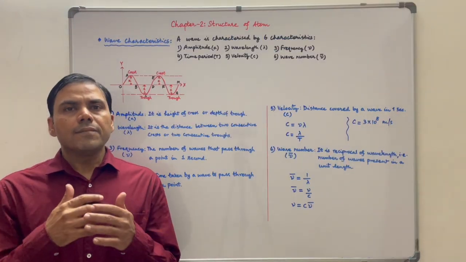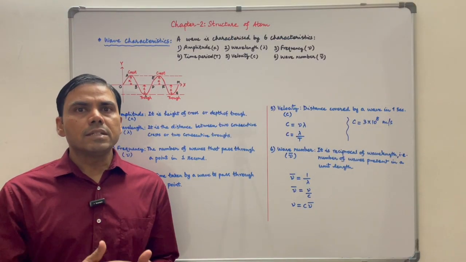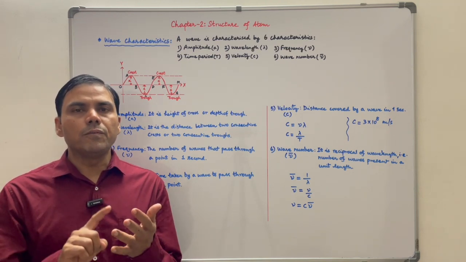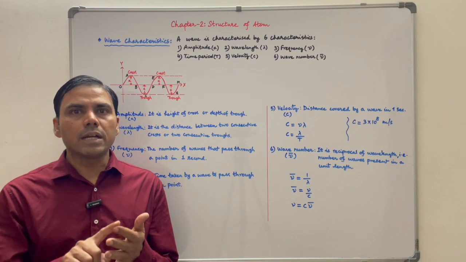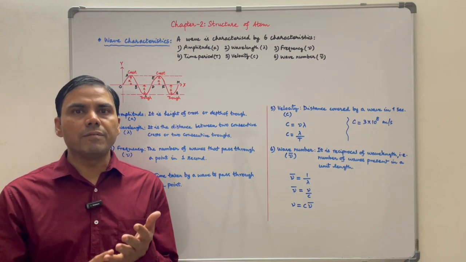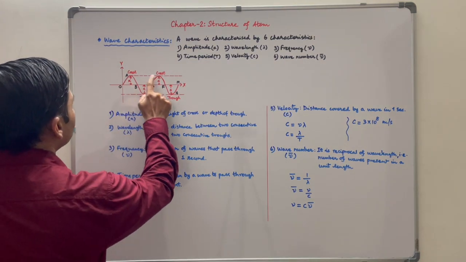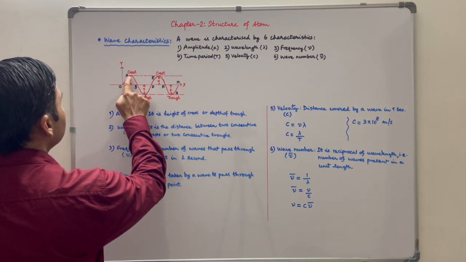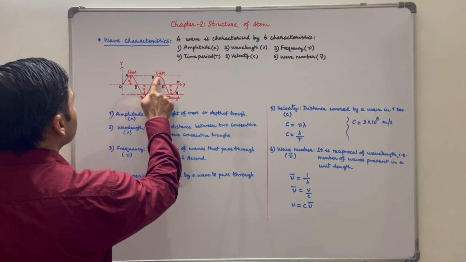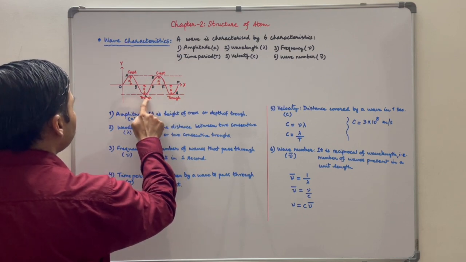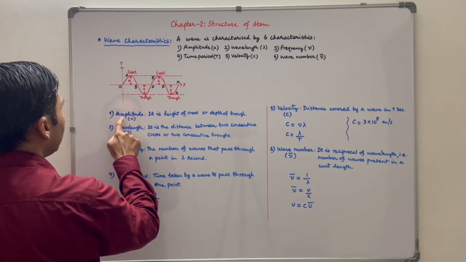Now let us understand wave characteristics. There are 6 characteristics of a wave, and they are amplitude, wavelength, frequency, time period, velocity and wave number. Let us understand them one by one. This is a wave. Its topmost 2 points A and E are called crest, and bottommost 2 points C and G are called trough. First characteristic, amplitude.